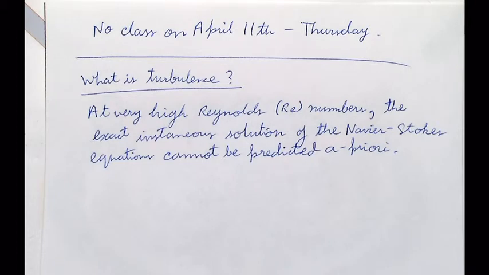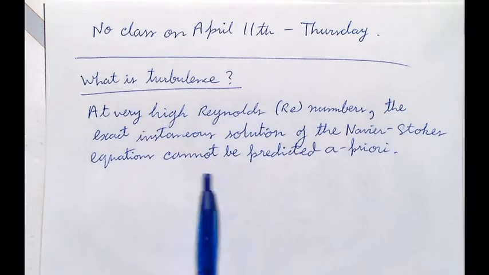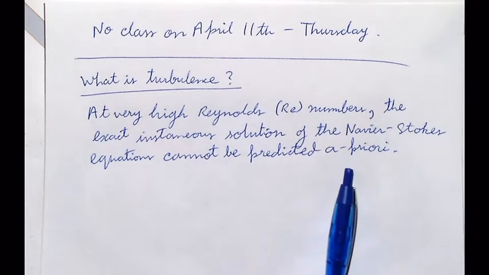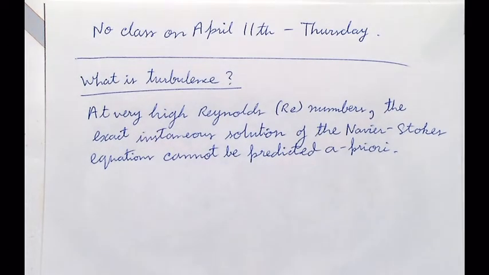But that's not the end of it. It actually turns out that even if we do simulate the flow or do an experiment, you cannot predict a priori what the exact instantaneous solution will look like. Okay? And again, we'll come to that slowly. What exactly does that mean?